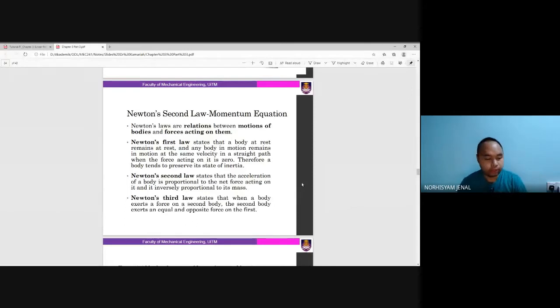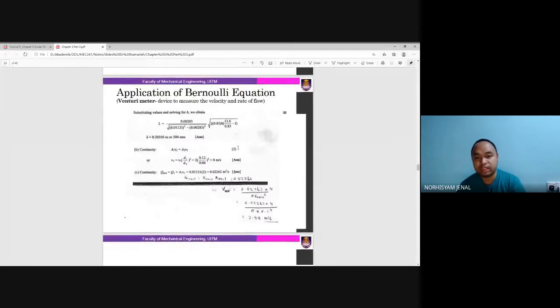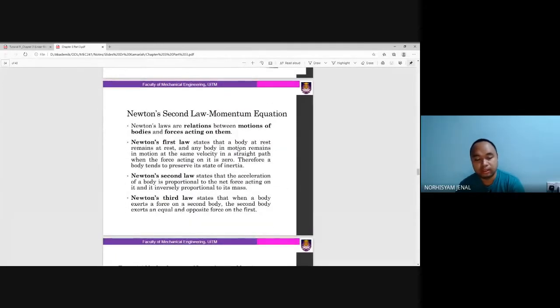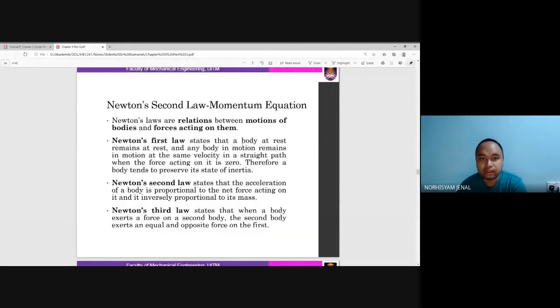Okay, so today we are going to go for chapter 3 on linear momentum. This particular study is based on the Bernoulli equation, but we have some additional parts inside of it. And for Newton's second law, this is basically based on the 3 Newton's laws that we have.